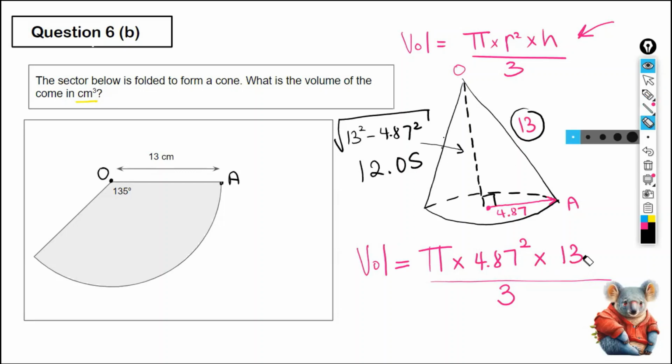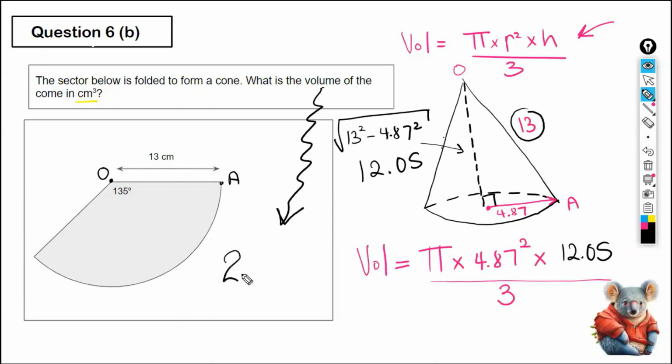Now we could throw it into the formula. The real vertical height is 12.05. Tell me if you're getting something like this. The final answer for the volume is 299.28 centimeters cubed. Roughly 299.